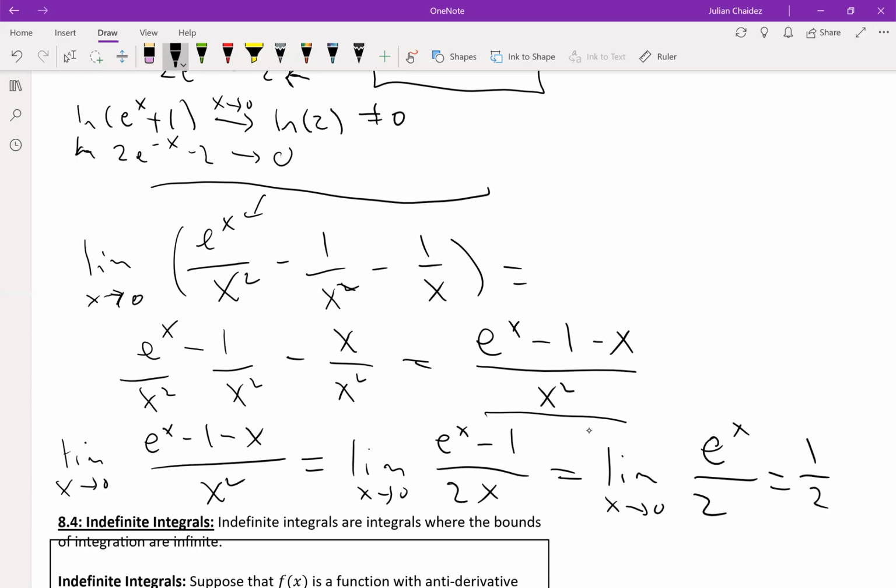A lot of the examples have ended up being 1/2 this time. That wasn't on purpose, that just is what happens. Anyway, that's the answer. What I do is combine the fractions into one single fraction, and then I apply L'Hopital twice to get the actual answer.